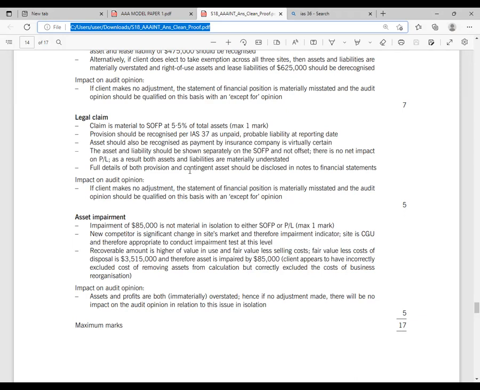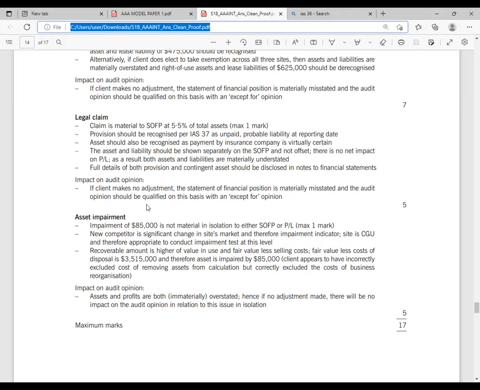IAS 37 is quite big on disclosures. Remember, these are things which are contingent. So there are provisions and contingent assets. It's contingent, it's conditional. You may not even receive this money from insurance companies. Insurance companies are not very nice, most of them.